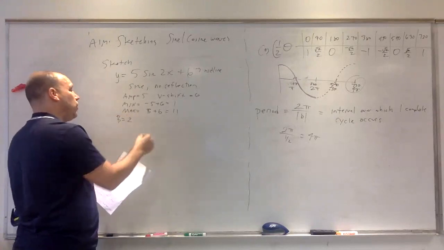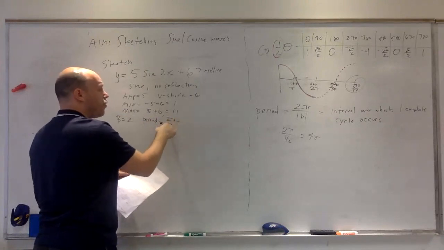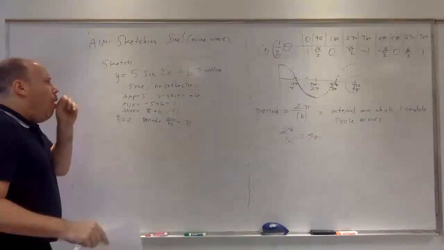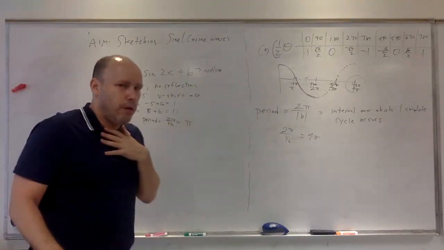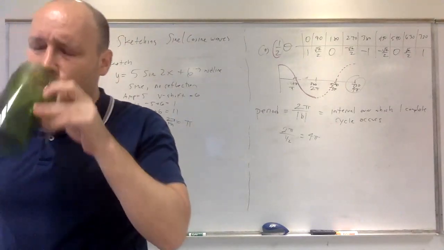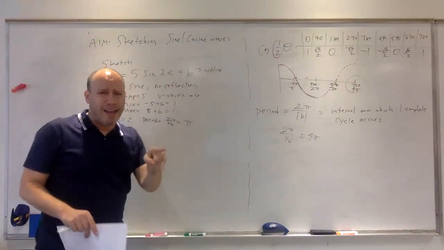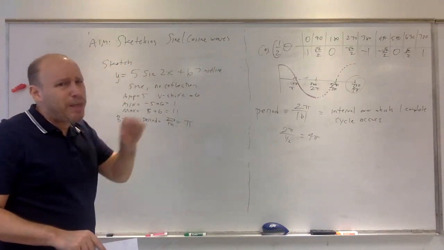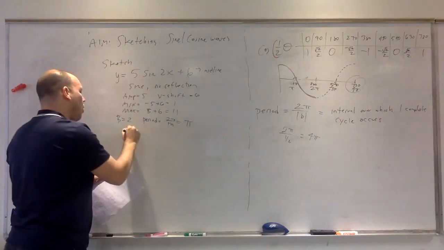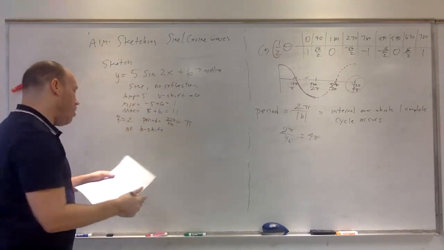The B is 2. Therefore, the period is 2 pi over 2, or pi, or 180. Something we did not talk about is the horizontal shift. We'll get to that in a second. That's a little advanced, and you'll use your technology for that. And there's no horizontal shift. So we're good to go.